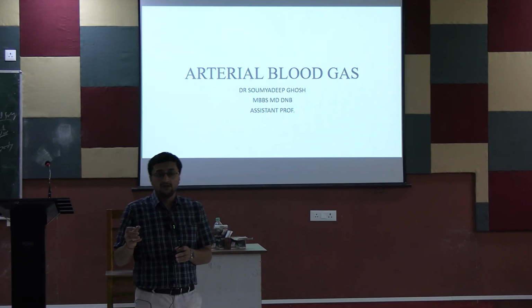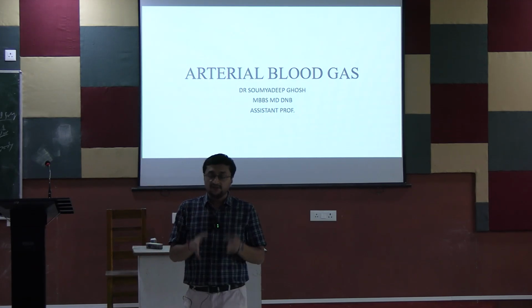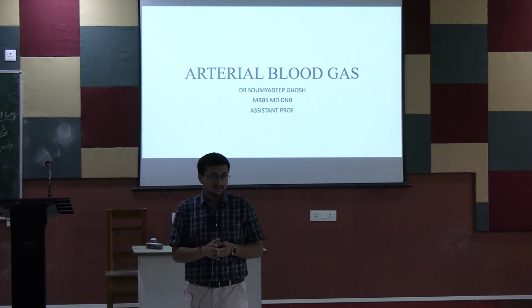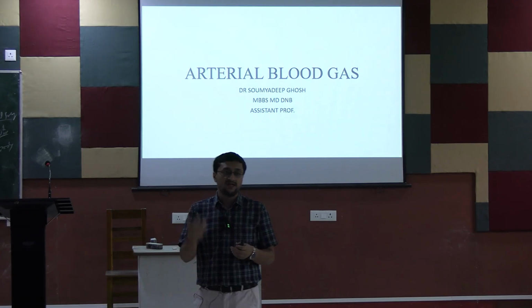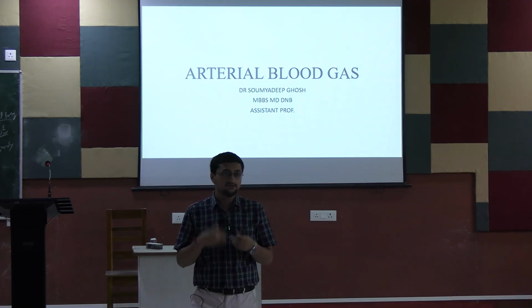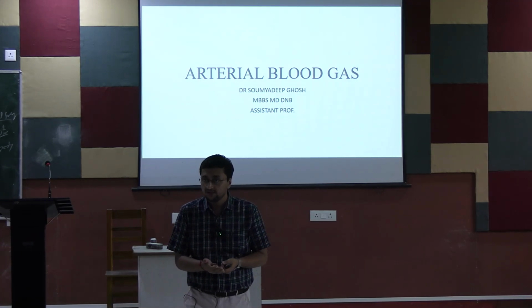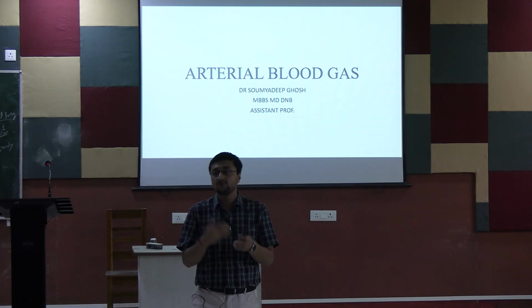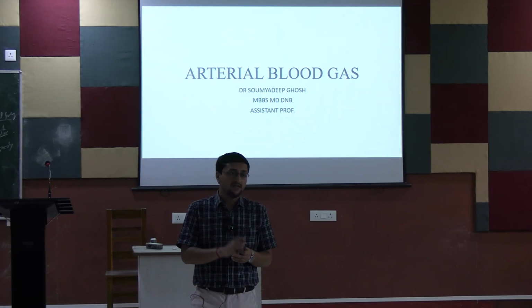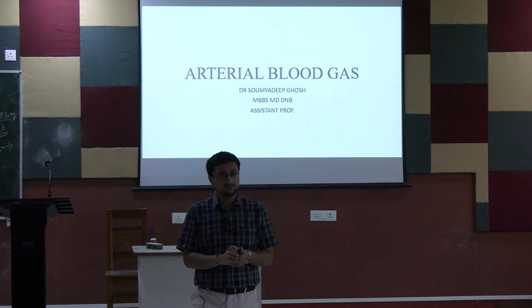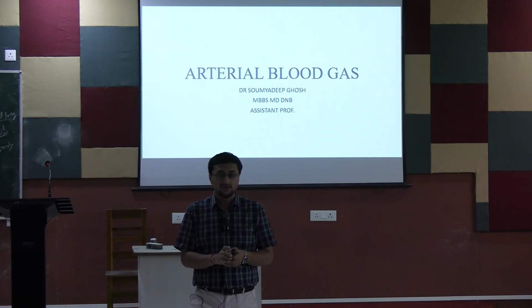But actually it's difficult to collect arterial blood gas more often when you try to collect the blood from the artery. Initially, when you first go to do it, definitely there will be some venous admixture of the blood with the arterial blood.